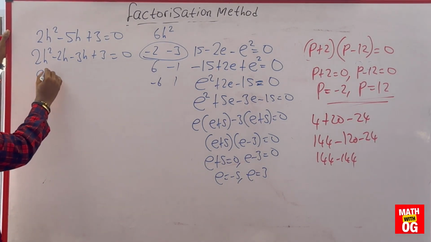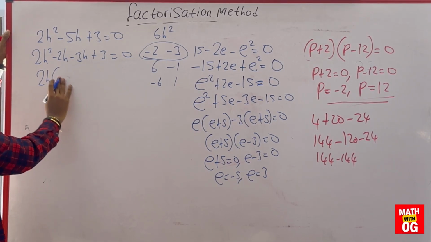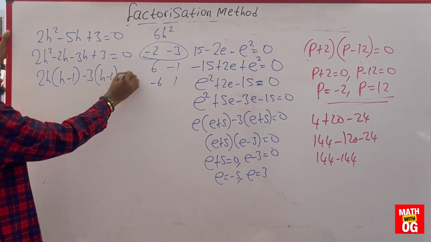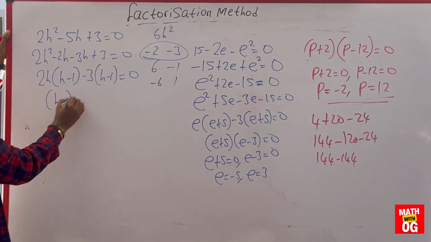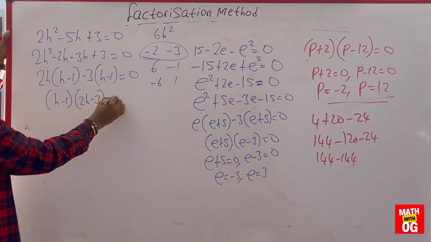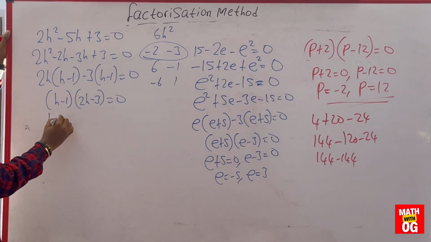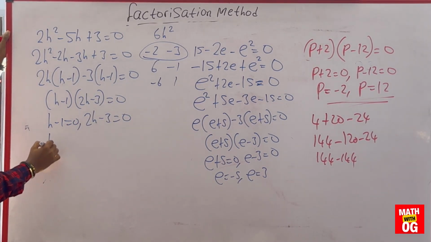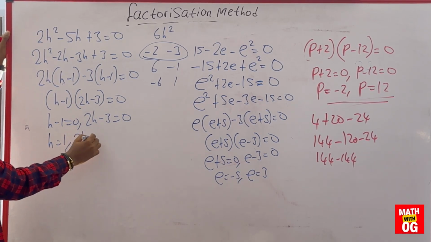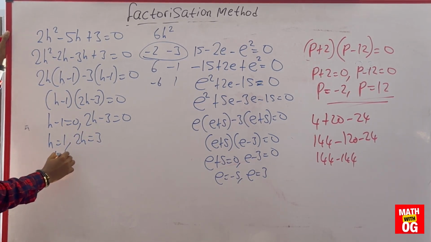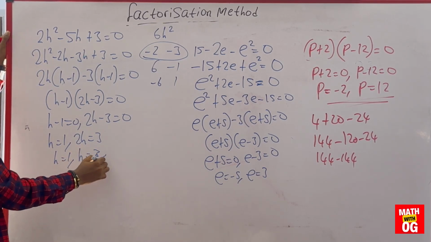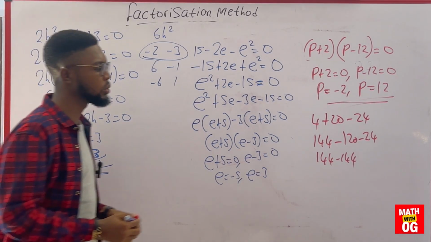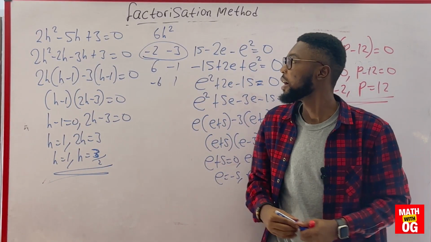So what is common here? You have 2h into h minus 1. So you have -3 into h minus 1 is equal to 0. So h minus 1 is common. We are left with 2h minus 3 to be equal to 0. So this will give us h minus 1 is equal to 0, or 2h minus 3 is equal to 0. So h will be equal to 1, or 2h will be equal to 3. So h is 1 or h is 3 over 2. So these are the possible answers to this question. So that's how you approach questions under the factorization method.